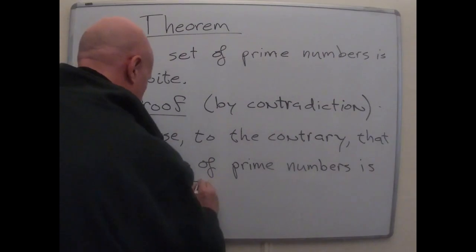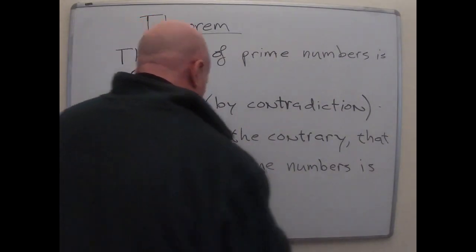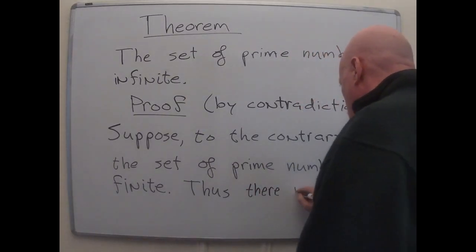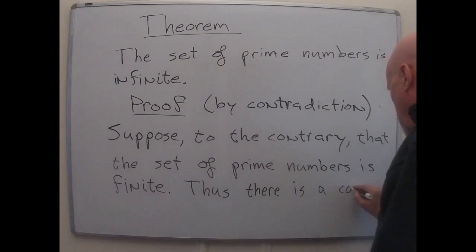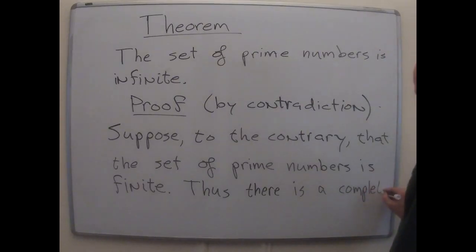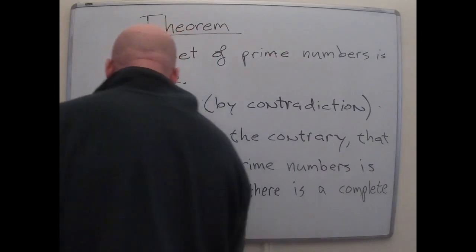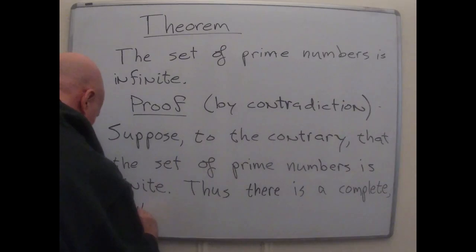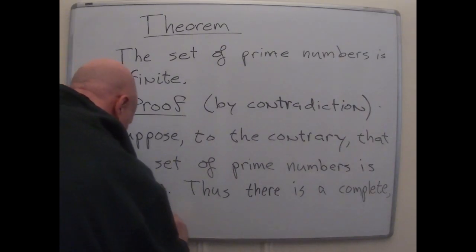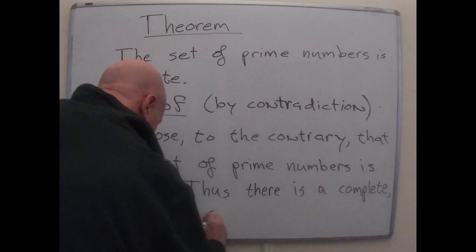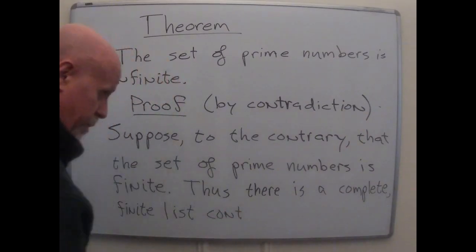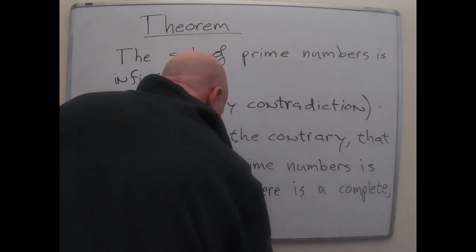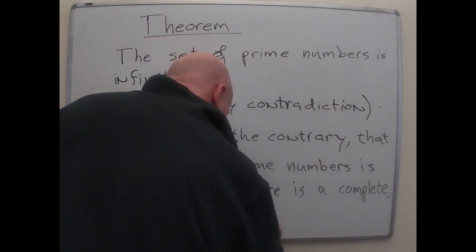So that's what I want to concentrate on. There is a complete finite list of the primes. And let me harp on the completeness. What does completeness mean? It means that every prime is in this list.